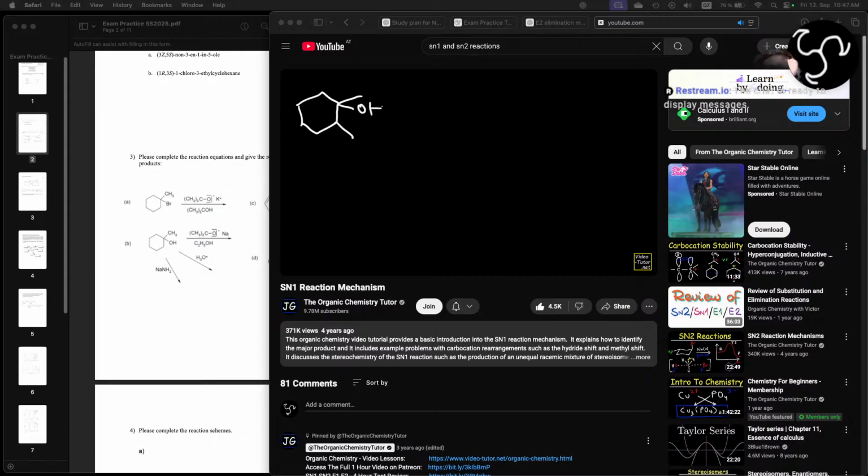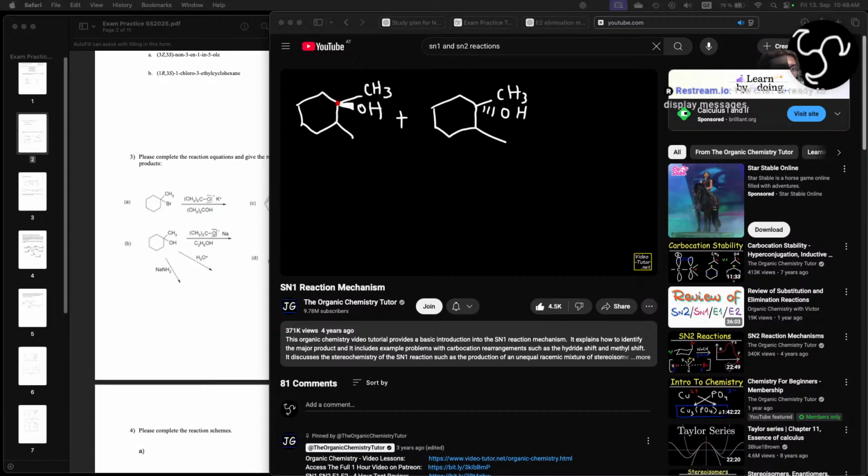alcohol. Now we need to determine if this carbon is a chiral carbon, and it is. It has a methyl group, an OH group, and this side is different than that side. The side towards the bottom has a methyl group. Towards the top, there are none. So because the carbon is chiral, we're going to get a mixture of stereoisomers. So we're going to get an unequal racemic mixture of these 2 products.